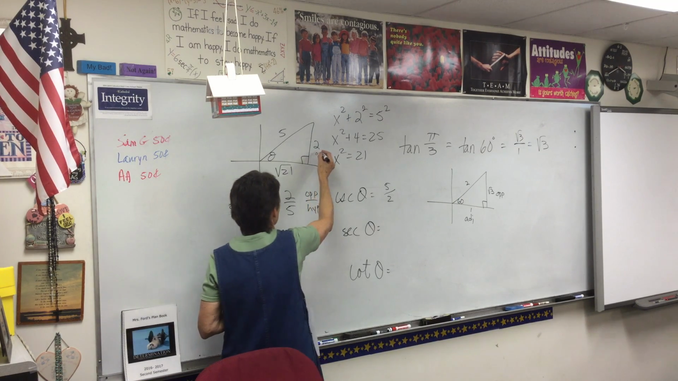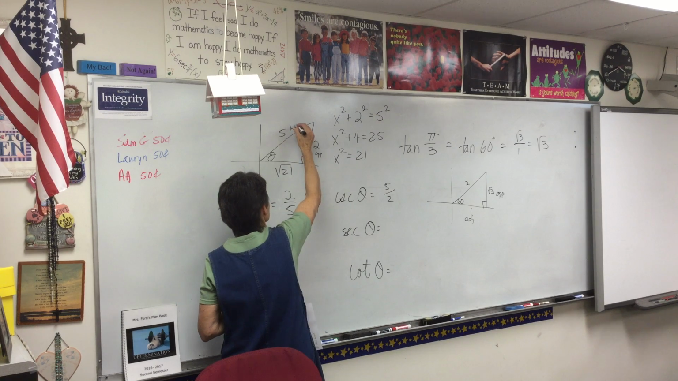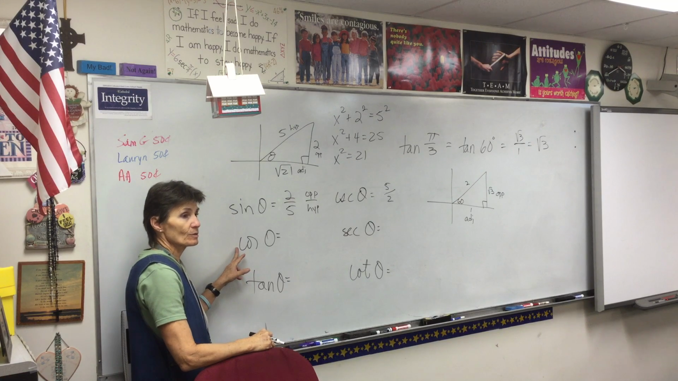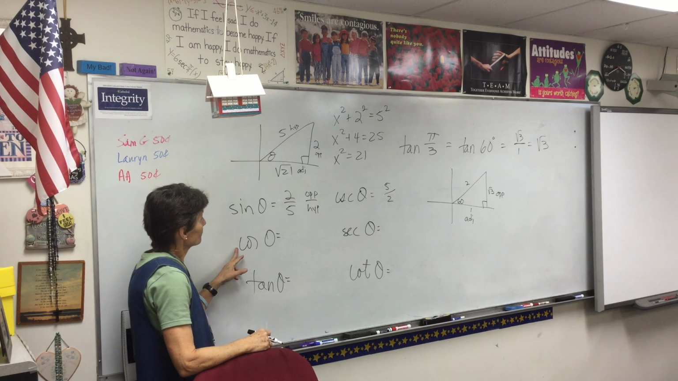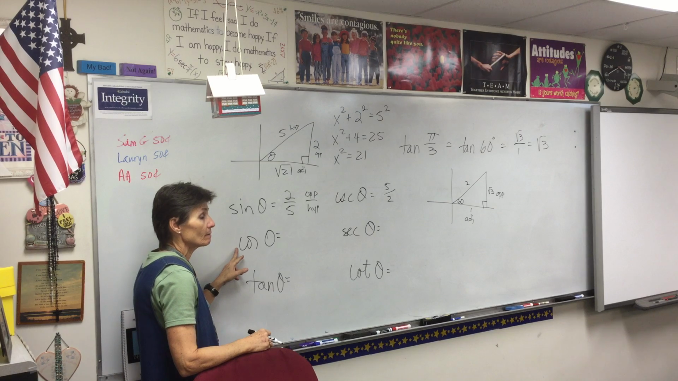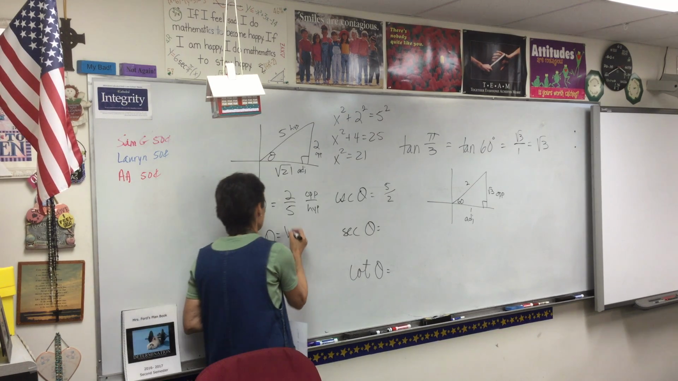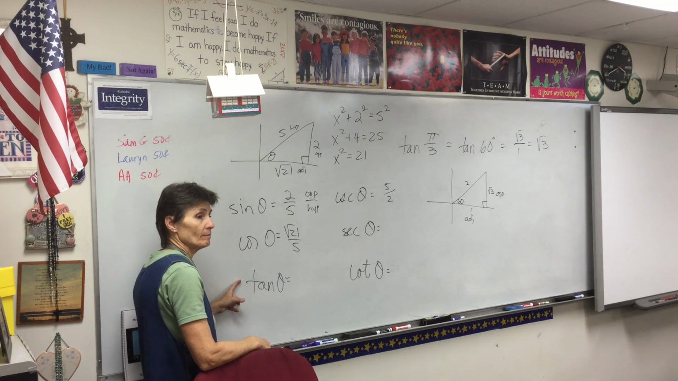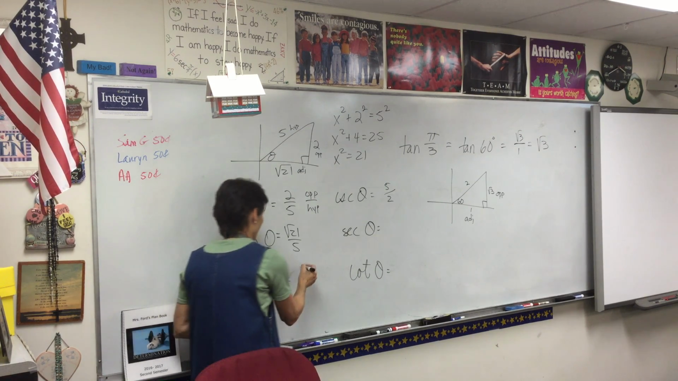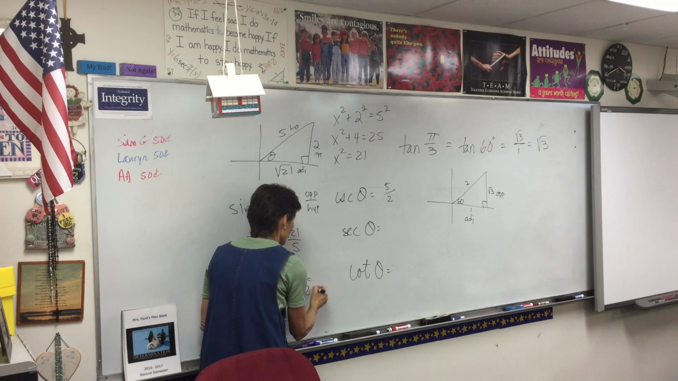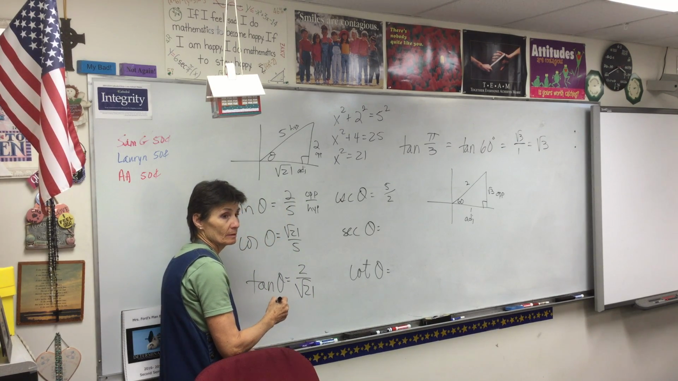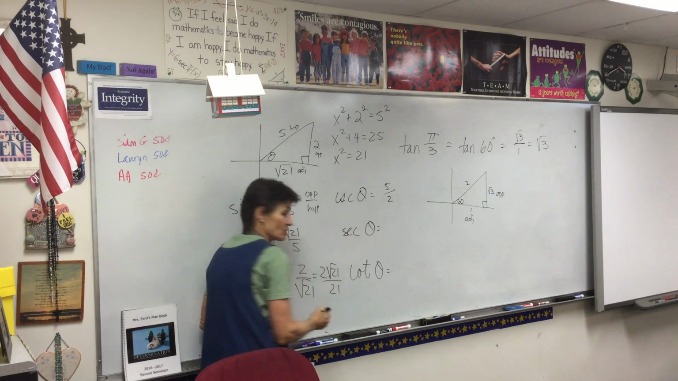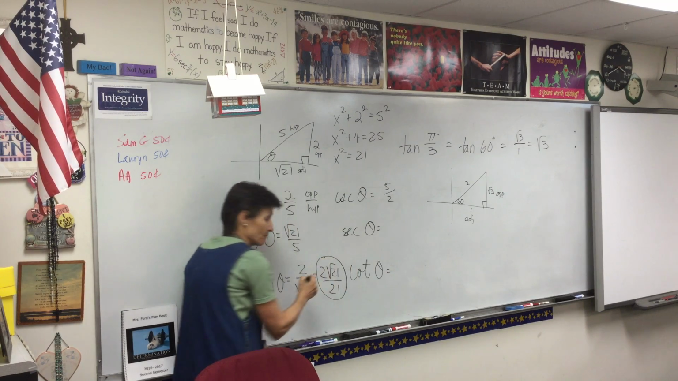Now, we know this is opposite, this is hypotenuse, this is adjacent. Looking at theta. So here we go. What's the cosine? Root 21 over 5. What's the tangent? Well, it starts out as 2 over root 21, but some of you automatically go to the final answer, which is this, which is fine. This is the answer.